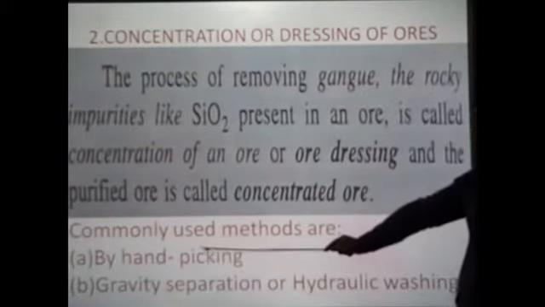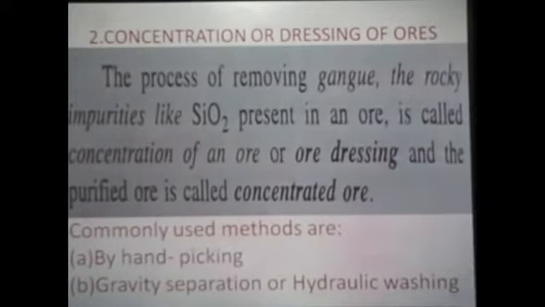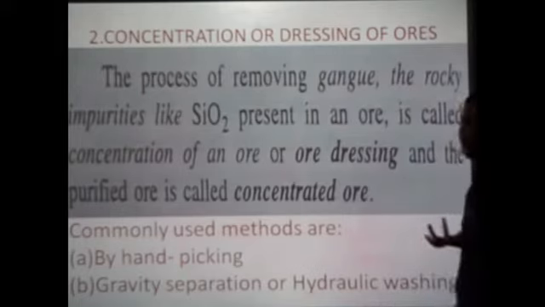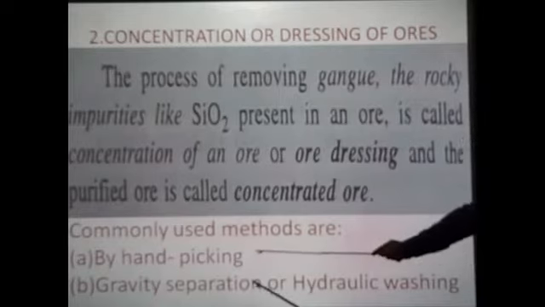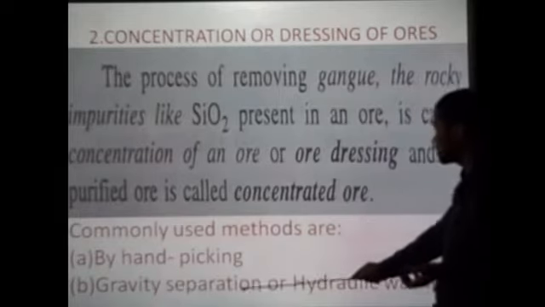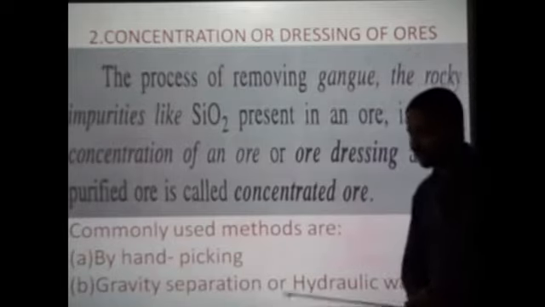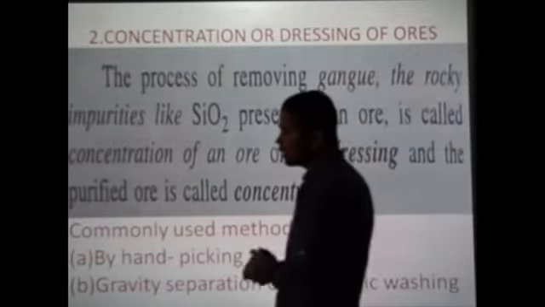So physically also we can remove, say for example, some of the husk can be removed by our hand also. Pebbles from pulses can also be removed by hand. Similarly, some of the visible impurities from the ores can be removed by hand picking. And number 2 is gravity separation or hydraulic washing. So we'll see now gravity separation.